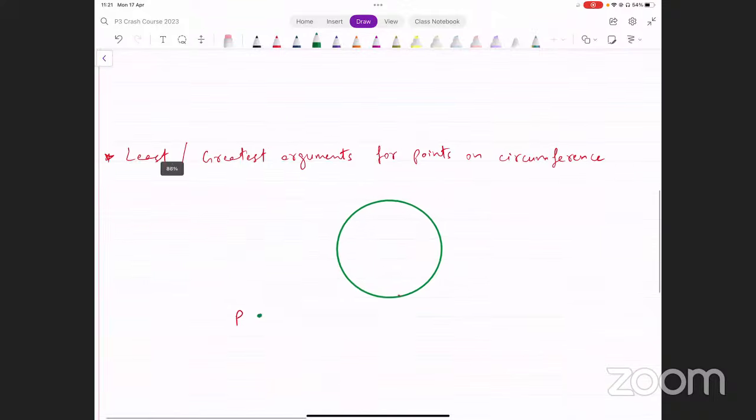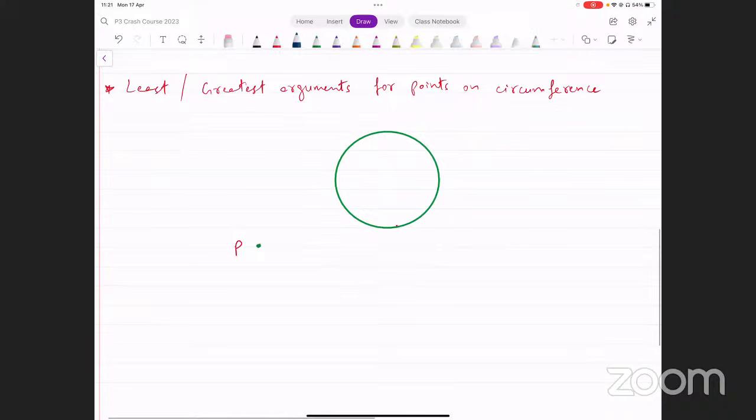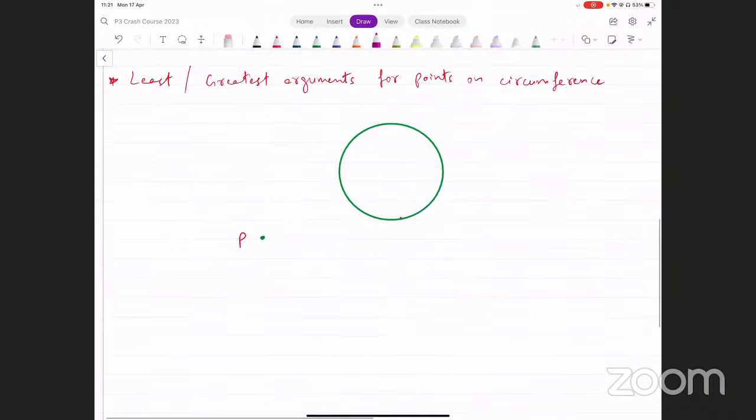And then sometimes you're looking for the least and greatest arguments for points on the circumference. So for example, let's say you have a point P here, and the locus that you have is a circle. What you want to do is find the least value of the argument for points on the circumference. Where is going to be the least value of argument? So let's say this point is the origin. You're looking for the least argument. How do you get the least argument?